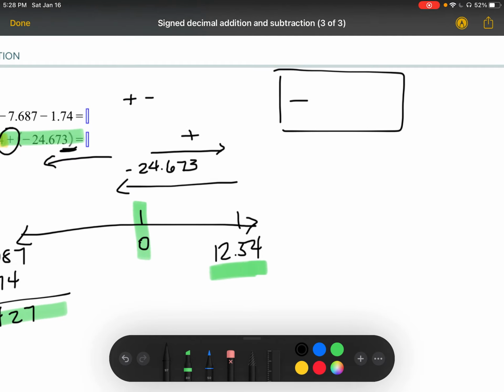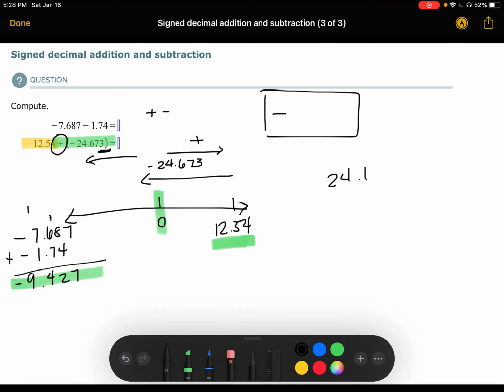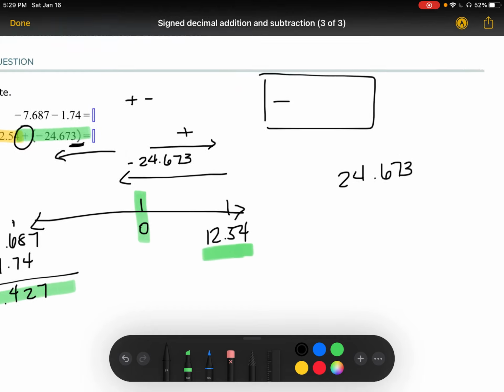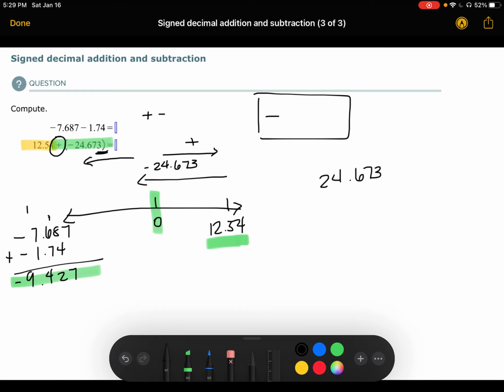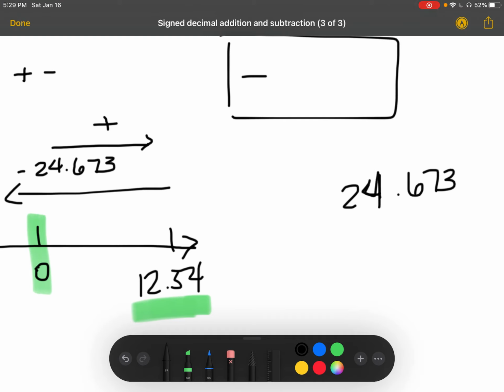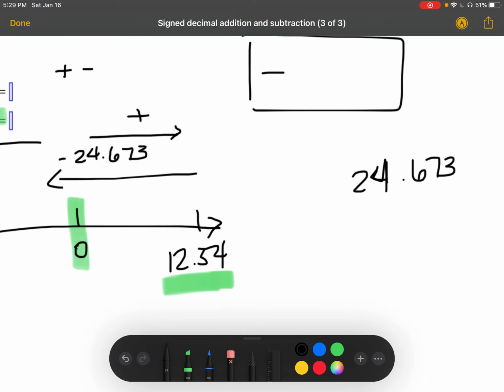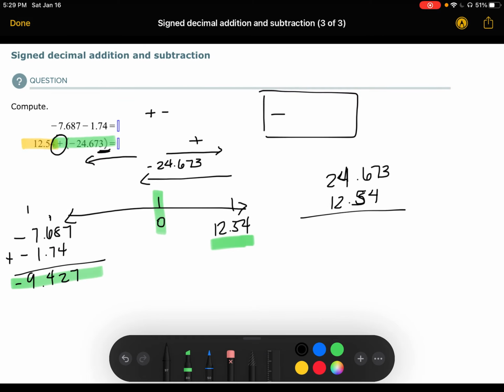Okay. So when I have the number 24.673, and then I have minus. In the sense of when we stack our numbers to do addition and subtraction, it just makes sense to always put the larger digit-wise number on the top, and then we have 12.54 there on the bottom. Okay, so what you're going to do from here is really think about, am I adding, or do I need to subtract these numbers?